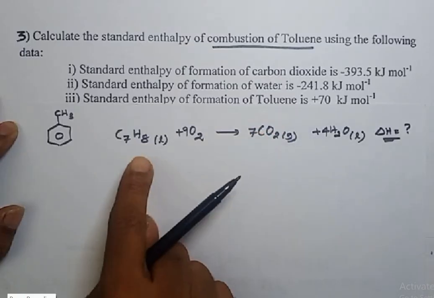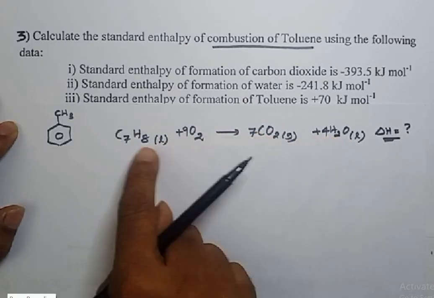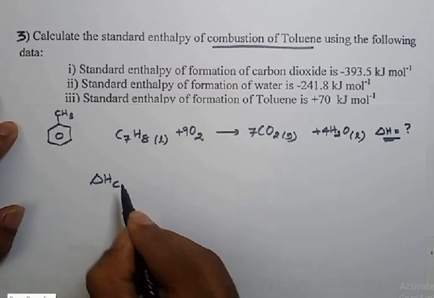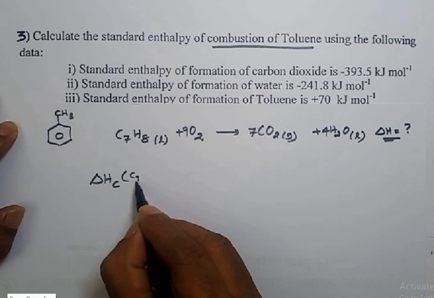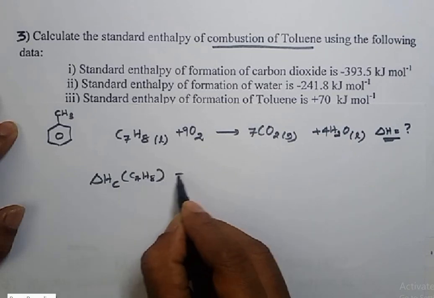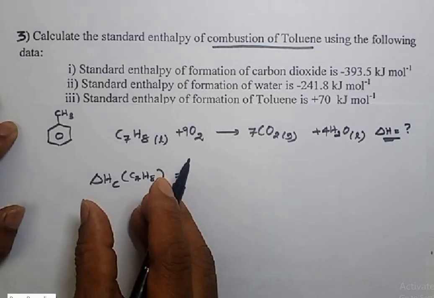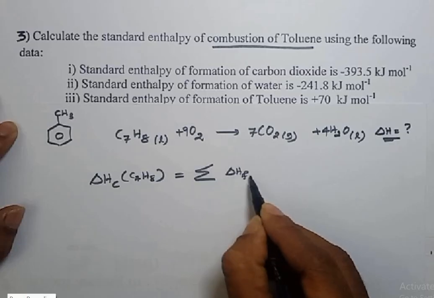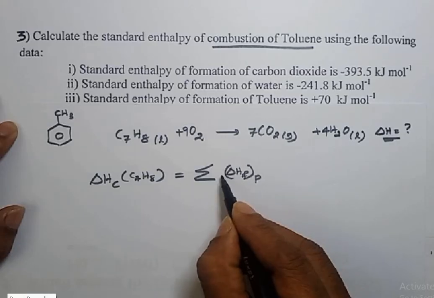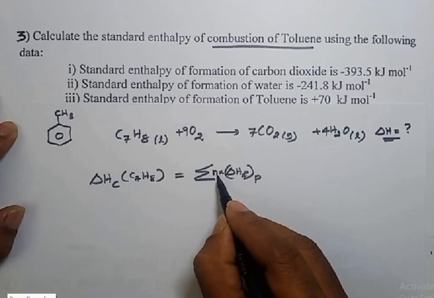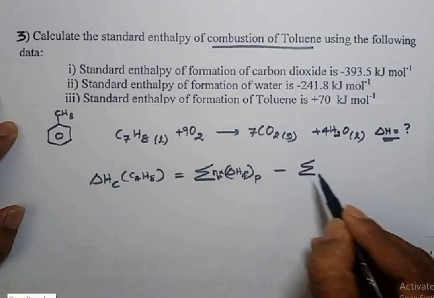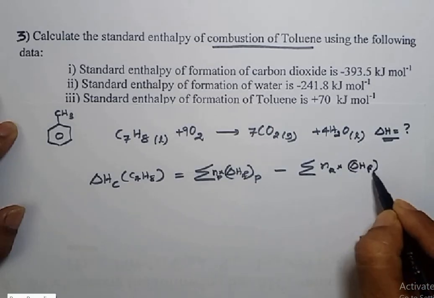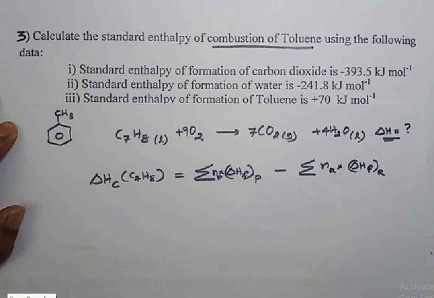Listen, it's very simple. If you know the enthalpy of formation of all these species, you can calculate the enthalpy of combustion. So, enthalpy of combustion of toluene C7H8. This is what we need to calculate. This is equal to the summation of the enthalpy of formation of the products. We all know the enthalpy of formation of the product, right? And you have to multiply this by the number of moles of the product, minus the summation of the number of moles of the reactant times the enthalpy of formation of the reactant.